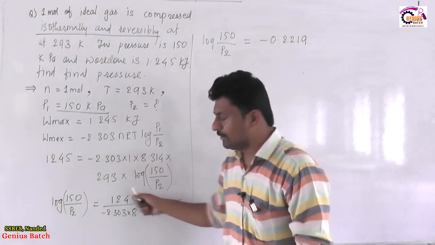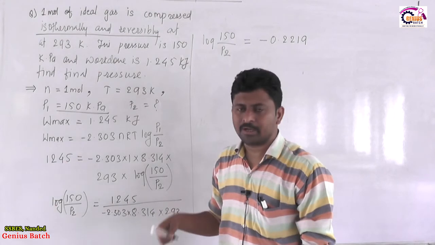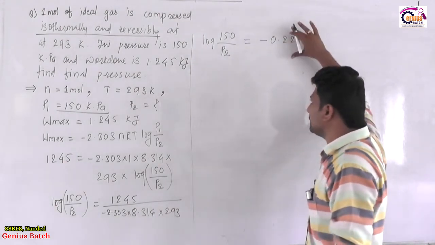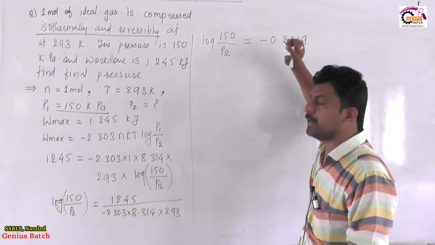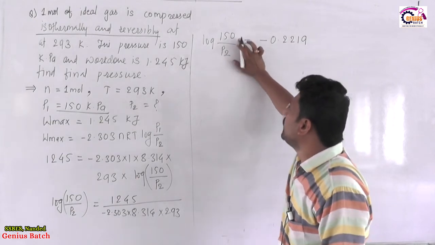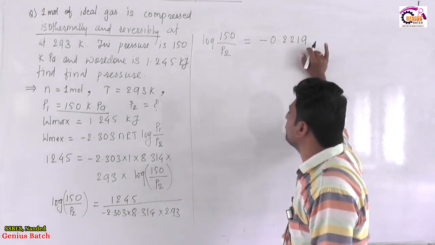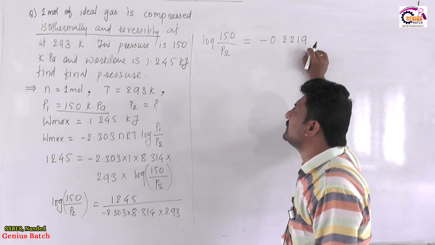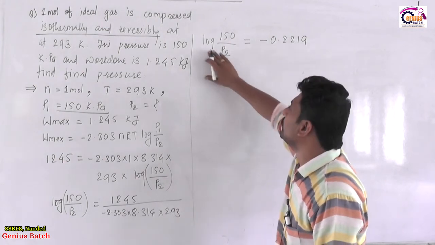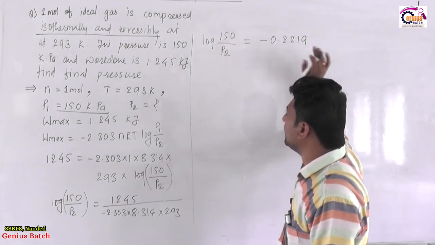Now perform this calculation either by calculator or log table and check the value whether it is the same or not. Okay. Now log 150 by P2 is equal to this. Our objective is to find out P2, so we need to take this log and 150 on right hand side.